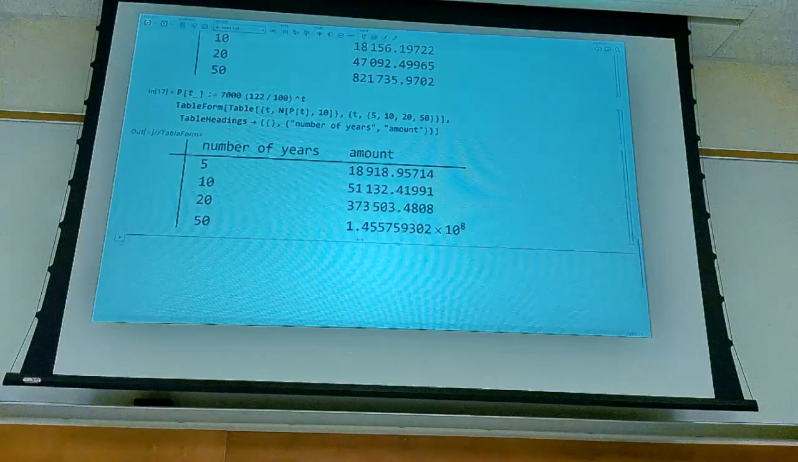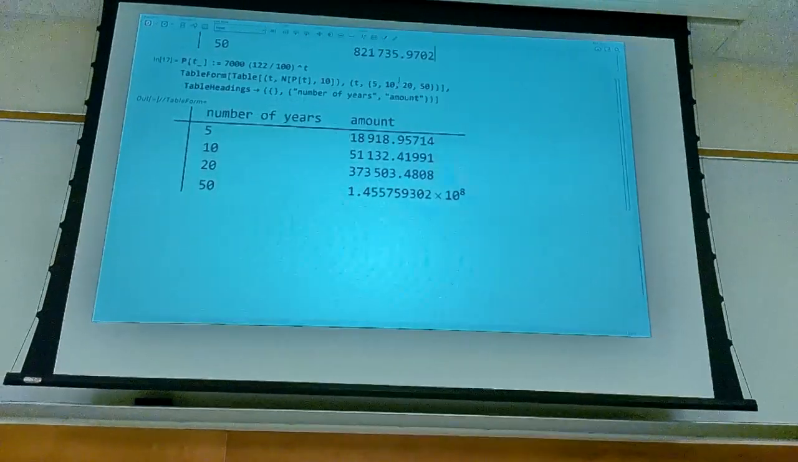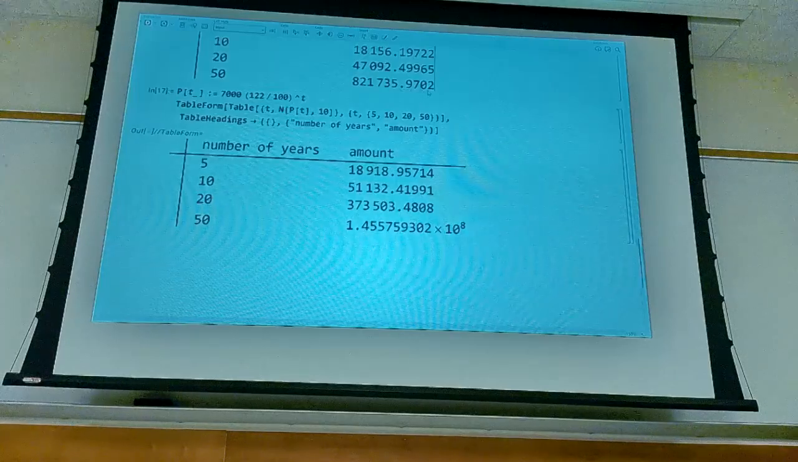Is that 122% or 22%? 22%, which would be 1.22 to the T. This is just showing what you've been doing over time. So this shows two things. One, the power of time. Invest early. This one I'm never selling. Two, the power of the interest rate. Look at the difference between the 10% and the 22%.